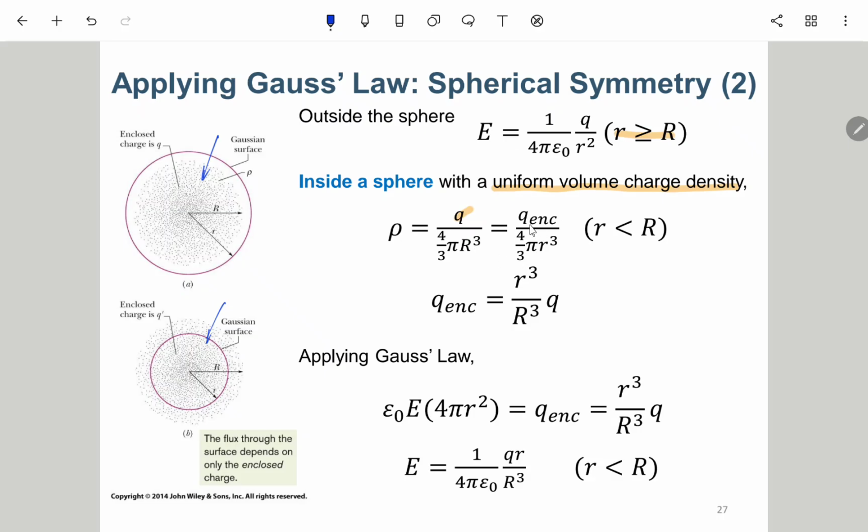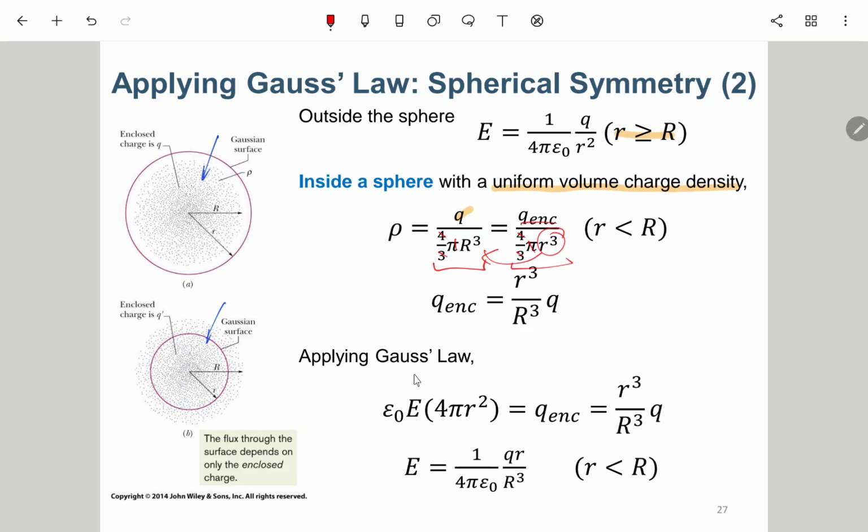So in such a way, we can express Q enclosed in terms of small r, capital R, and Q. We can cancel this 4 and this 4, this 3 and this 3, this pi and this pi. The remaining part is Q enclosed, and then we move this R cubed to the other side and swap left and right. So it turns out to be r cubed over capital R cubed, times Q. So it will be something like that.